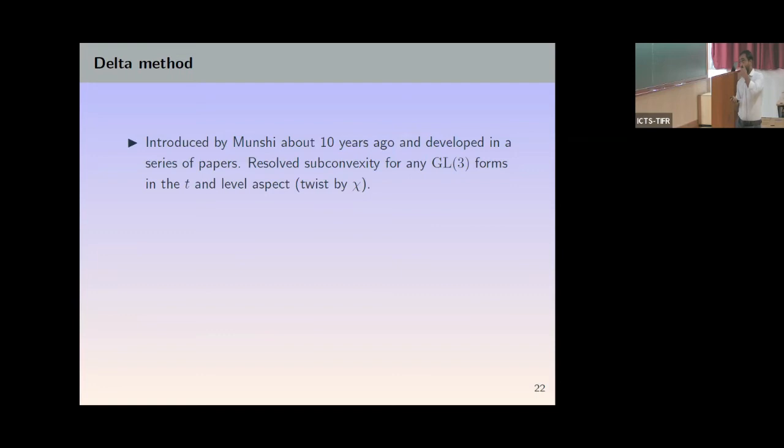Now a very recent method, the delta method, was introduced by Munshi around 10 years ago, and he developed it in a series of papers. With this method, he resolved subconvexity for any GL3 forms in the T aspect and the level aspect, level in particular twist by a character. Note that here he doesn't need to assume the GL3 forms to be self-dual, and in this way he generalizes the result of Li. The first instance was subconvexity in the level aspect for GL3 forms.